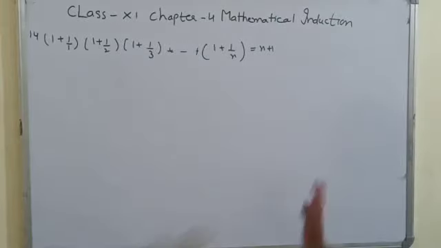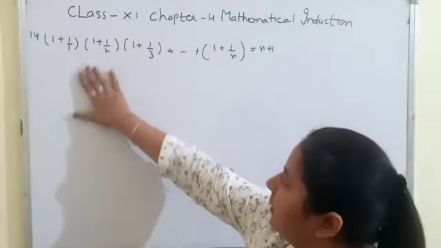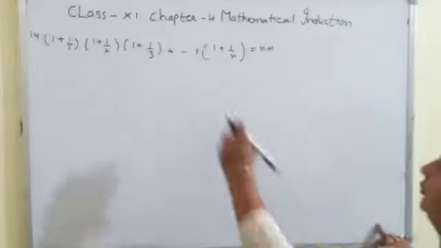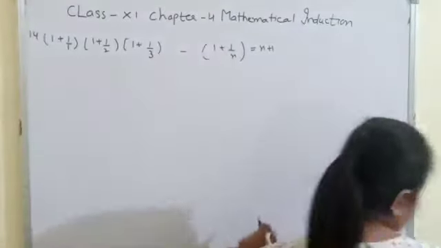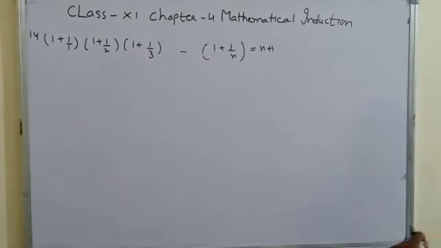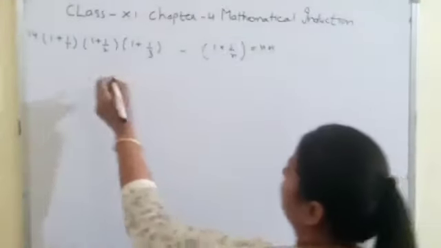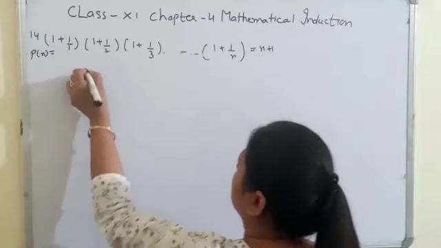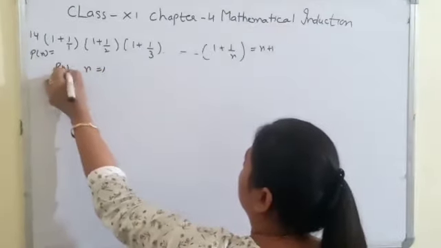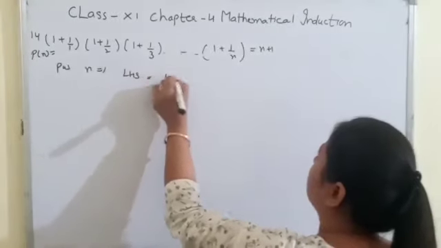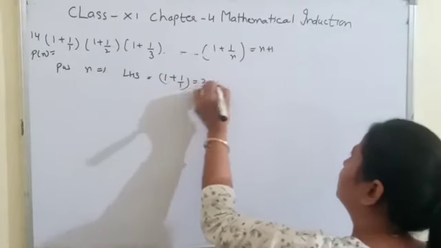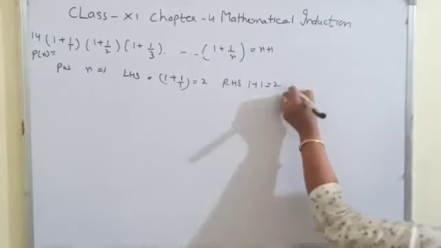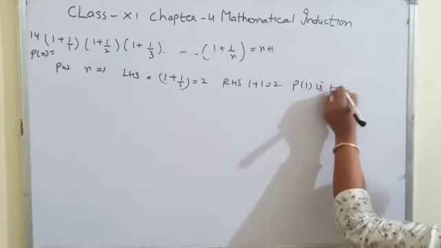Question number 14 is same as the 13. 1 plus 1 by 1, into 1 plus 1 by 2, into 1 plus 1 by 3, and so on, 1 plus 1 by n, is equal to n plus 1. So let's check it for n equal to 1. Put n equal to 1. Left hand side is 1 plus 1 by 1, it is 2, and right hand side 1 plus 1, it is also 2. So we can write P1 is true.